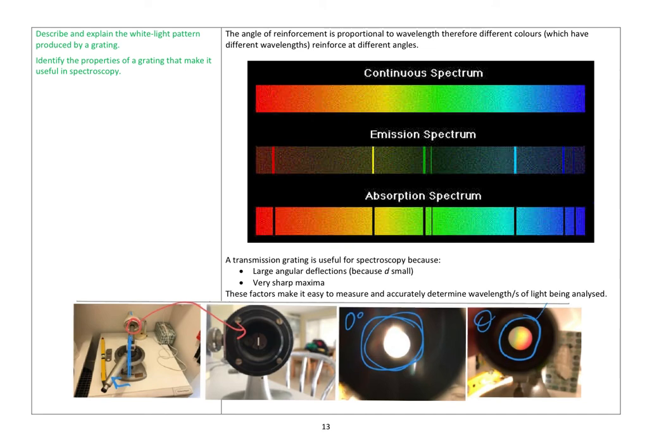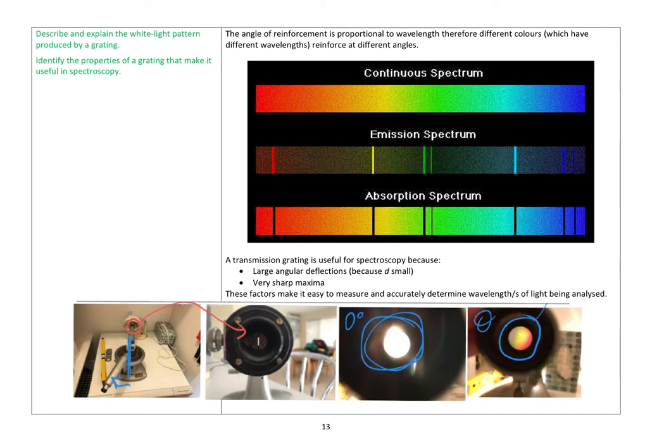Again, we'll show you an even simpler spectroscope in the lab, hopefully. However, why are transmission gratings very useful for spectroscopy? Firstly, because of the small d, the small distance between the slits, we get very large angular deflections. So the angle that blue reinforces at will be significantly different from the angle red reinforces at. It really lets us separate out all those colours that make up a bright colour and see them individually.